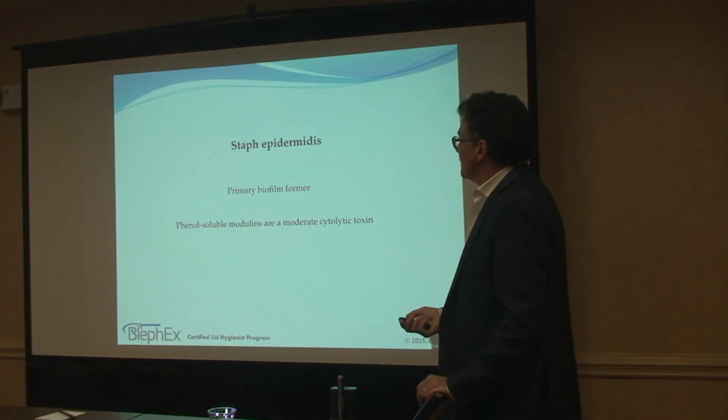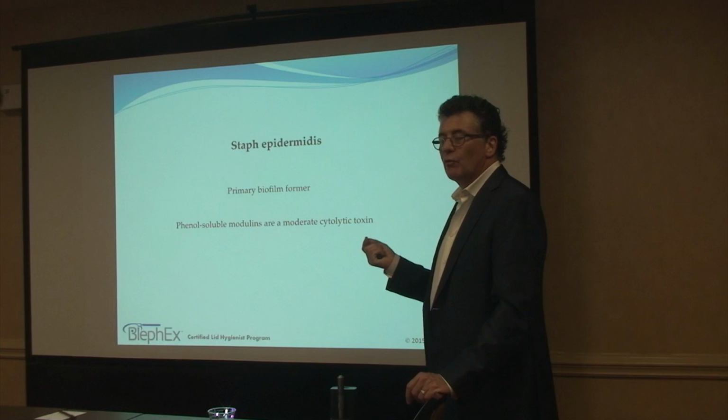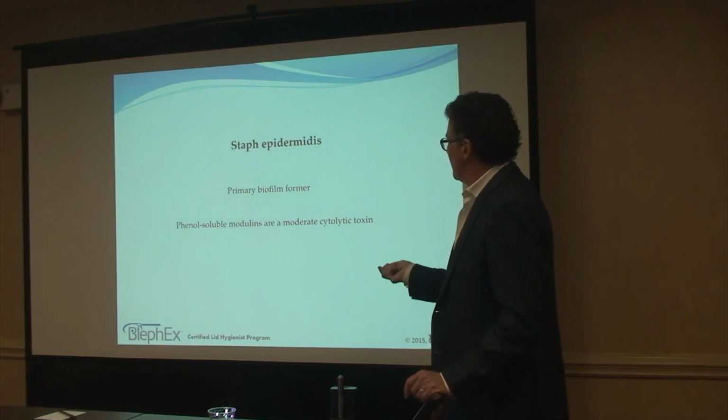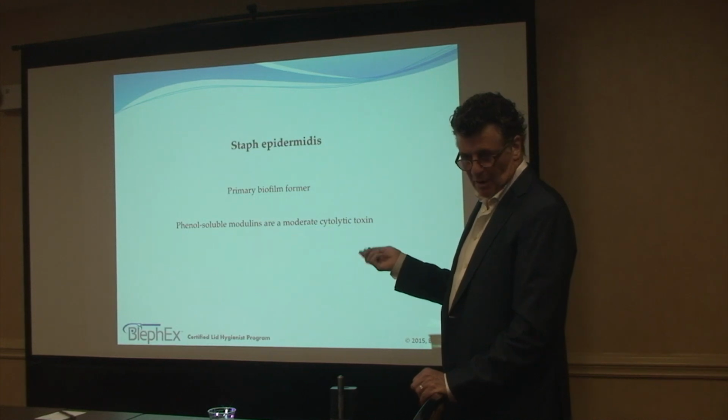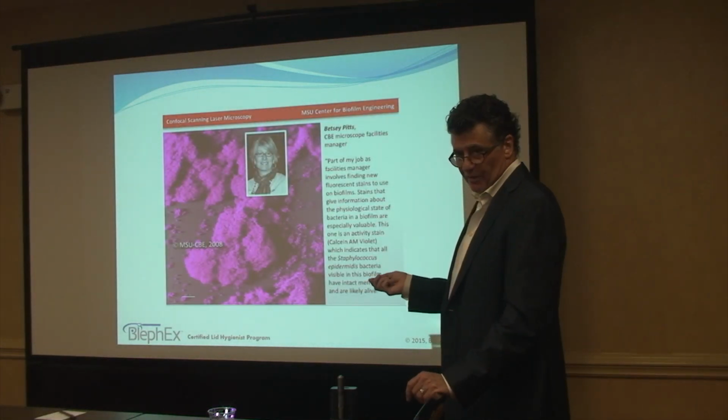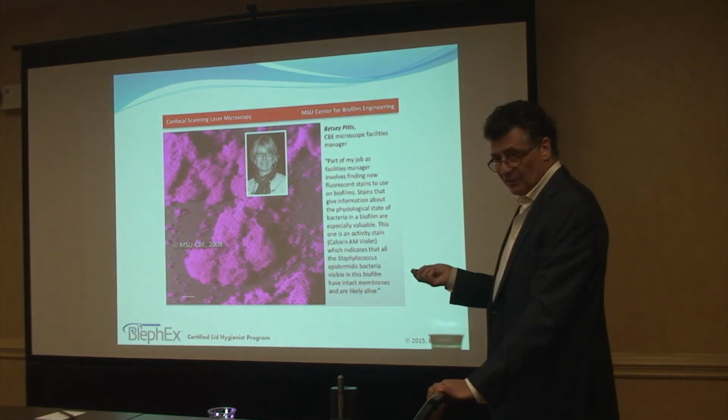Now, Staph epidermidis is the primary biofilm former. He's the builder. He builds prolific biofilms. Makes a moderate cytolytic toxin, but primarily he's a biofilm builder. And there's a picture of a Staph epi biofilm, courtesy Montana State University.